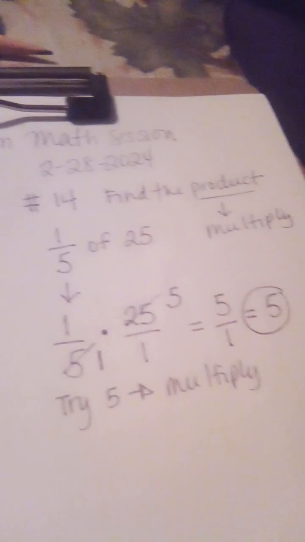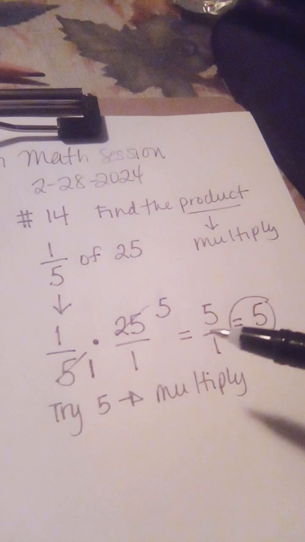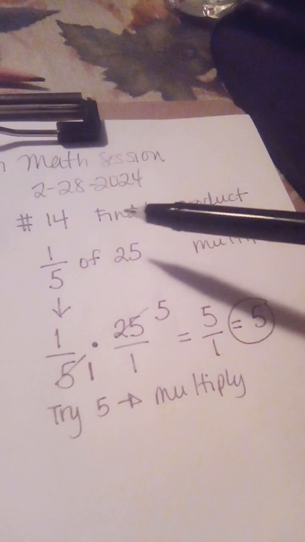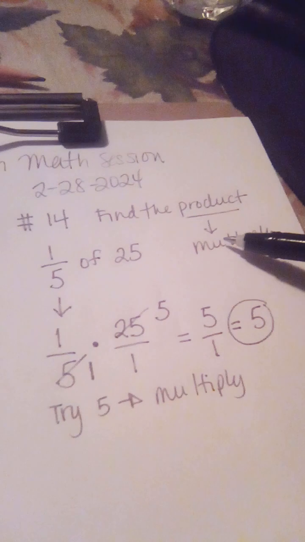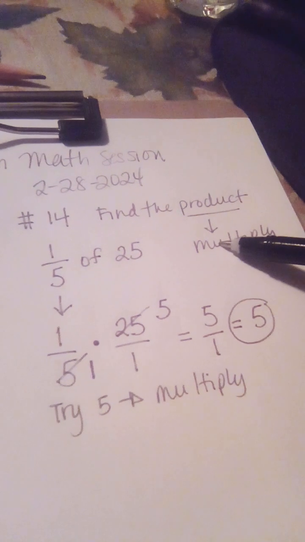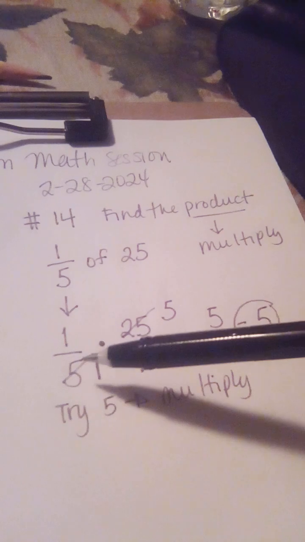That wasn't too bad, right? So, do you have any questions on how I got this? When you see this problem, when you see the word product, find the product. Product means multiply. Then the next step is you convert this into multiplication.